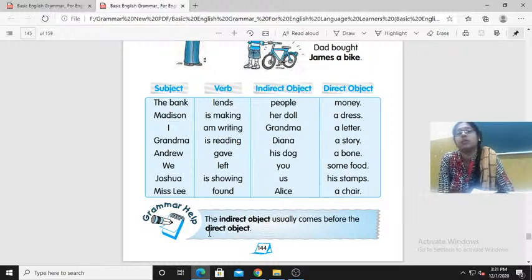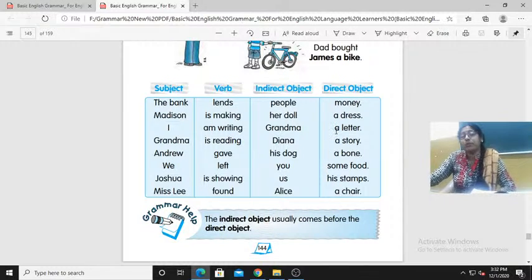And one more thing, just know this. Indirect object, what is the placement of this? So it's quite easy. Indirect object is always coming before the direct object. All the examples I have shown you here, all these direct objects come just after the indirect object. So before the direct object you will find one indirect object.